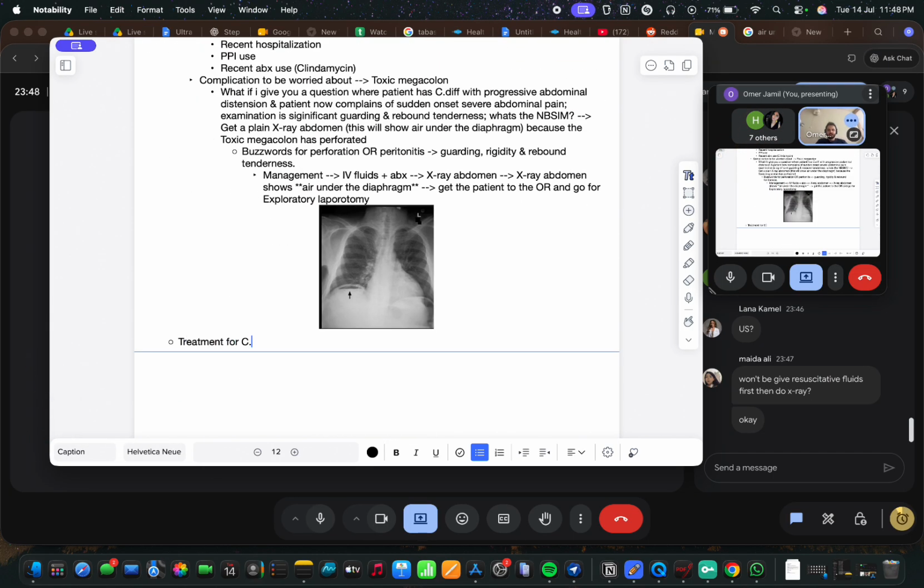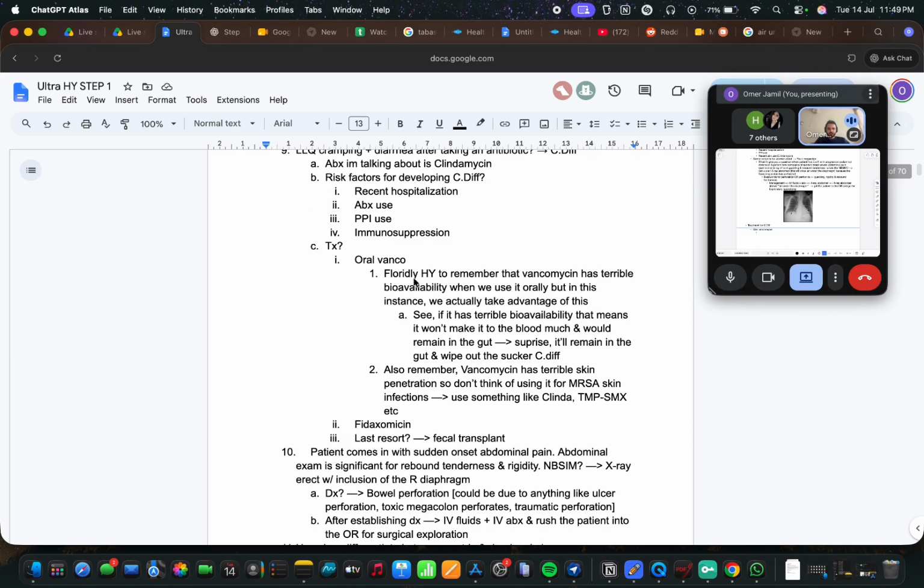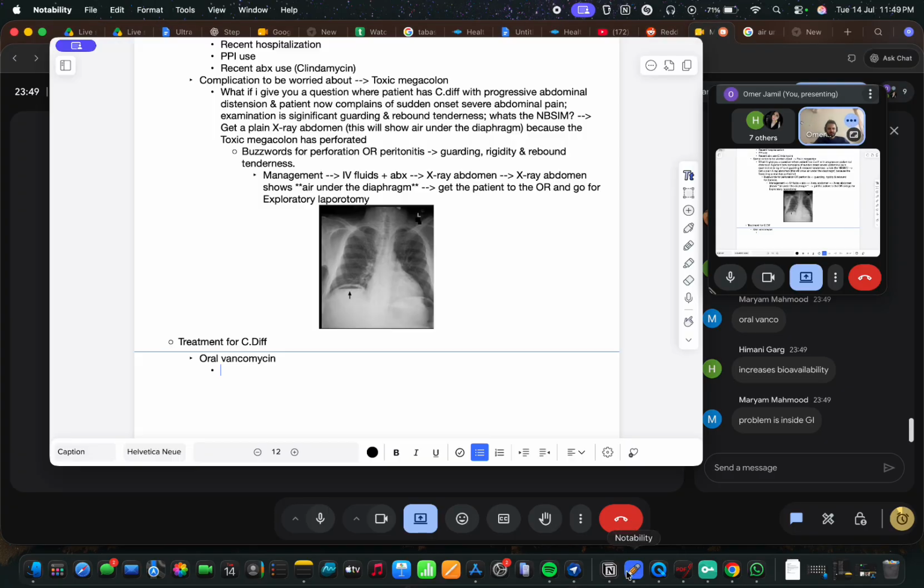Then treatment for C. diff. What do you want to go for? Oral Vanco. Now, if you said oral Vanco, why use oral Vanco? Like 90% of the time I've seen we use IV Vanco. Why oral Vanco? Okay, exactly. This is something I've written in the high yield one-liner series, so I'm just gonna copy paste it here, because I've written it very basically and simply.